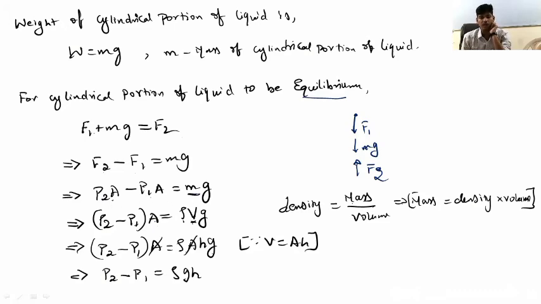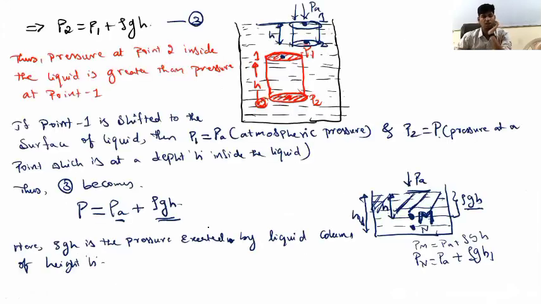We can write mass as density into volume. We know density is equal to mass by volume, so mass is equal to density into volume. So mass is density into volume of that cylindrical portion of liquid. P2 minus P1 into A is equal to density into volume of cylinder, which is A into H, into g. Area and area get cancelled out. So we'll be left with P2 minus P1 is equal to rho g h. Right? So you can write P2 is equal to P1 plus rho g h.